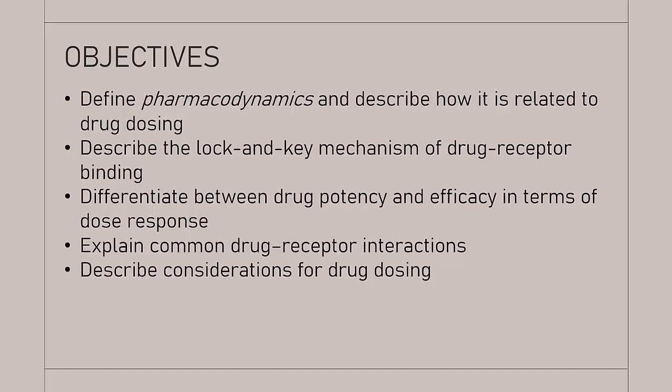When finished, students should be able to define pharmacodynamics and describe how it relates to drug dosing. Describe the lock and key mechanism of the drug receptor binding. Differentiate between drug potency and efficacy in terms of dose responses. Explain common drug receptor interactions and describe considerations for drug dosing.